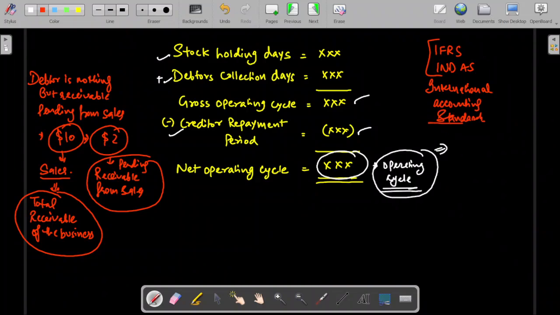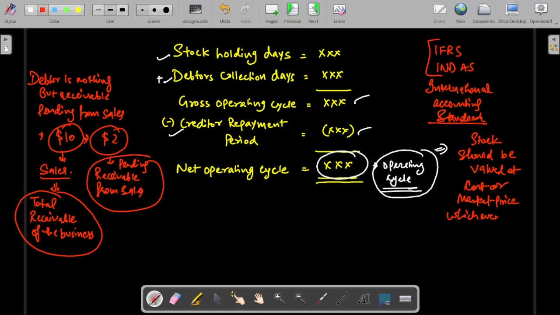These accounting standards tell us that the stock should be valued. How do we calculate the value of stock? These accounting standards tell us the stock should be valued at cost or market price, whichever is less. I am not talking about the replacement cost here. Stock at cost or market price, whichever is less, shall be the value of stock.